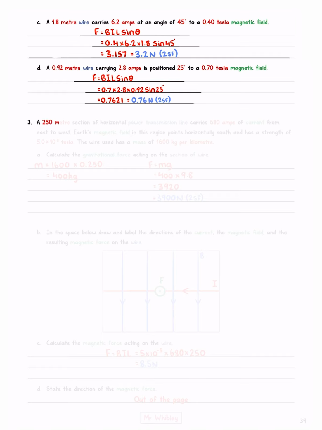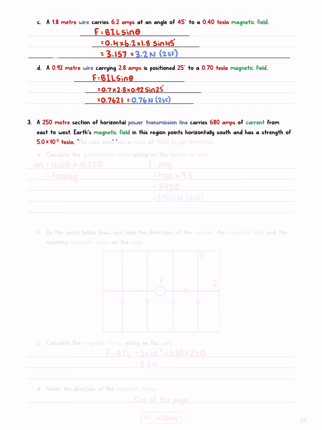A 250 meter section of horizontal power transmission line carries 680 amps of current from east to west. Earth's magnetic field in this region points horizontally south and has a strength of 5 × 10 to the minus 5 Tesla. The wire used has a mass of 1600 kilograms per kilometer. Calculate the gravitational force acting on the section of wire.